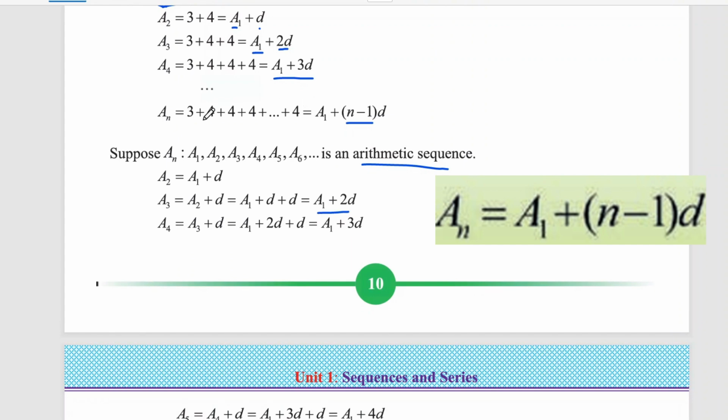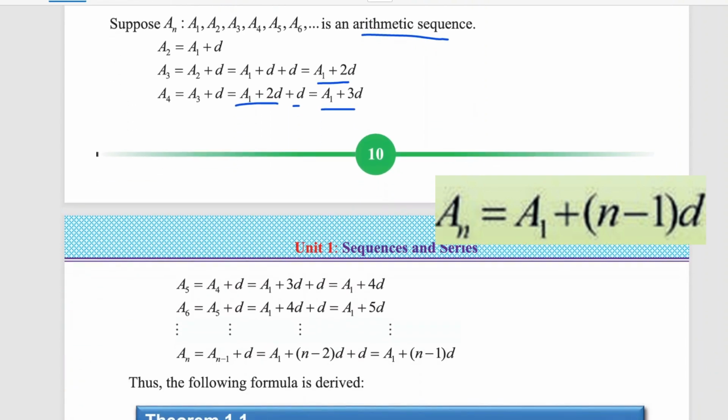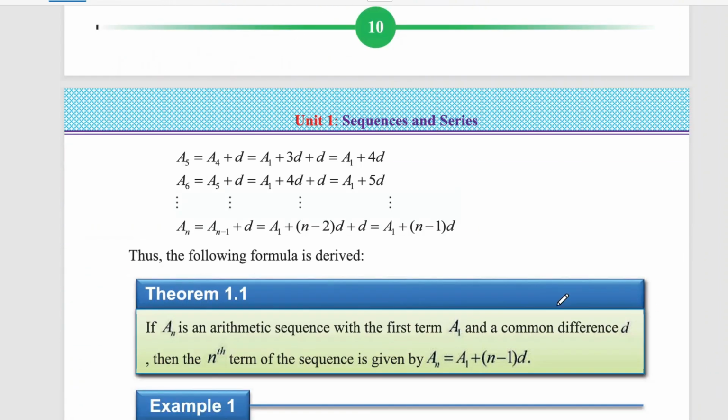Similarly, what we have done here. A4 is A3 plus D. A3 is A1 plus 2D, so A1 plus 2D plus this D is 3D. A1 plus 3D. So we can derive this general formula at the last. This is the general formula of an arithmetic sequence.